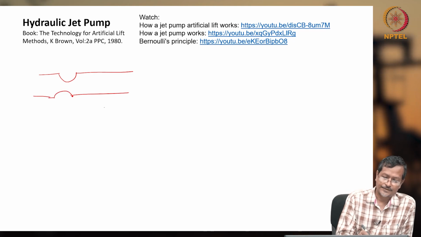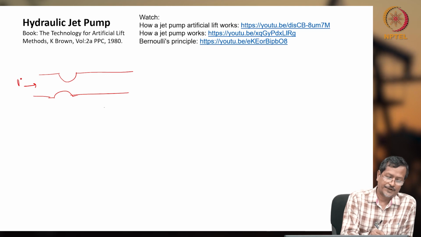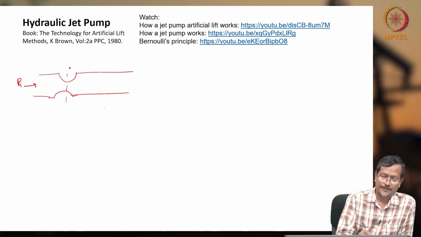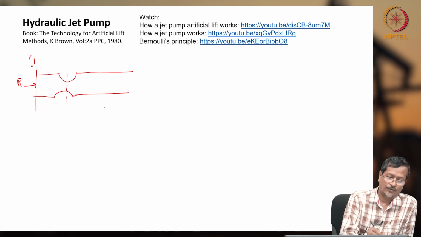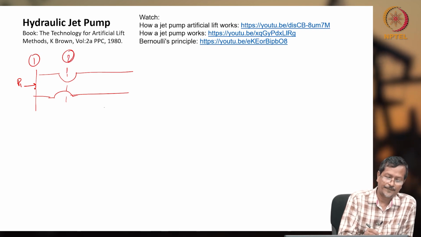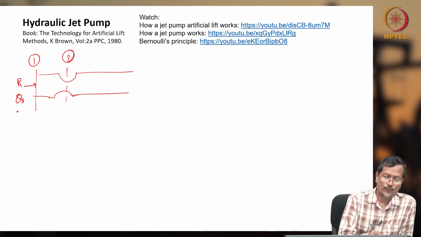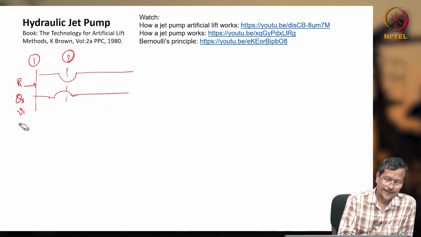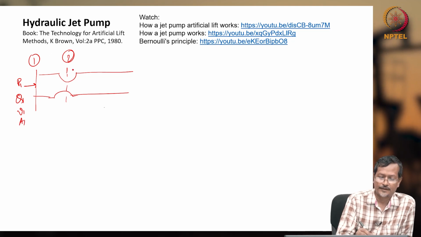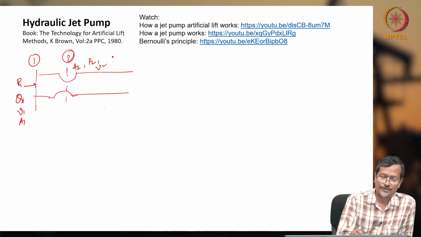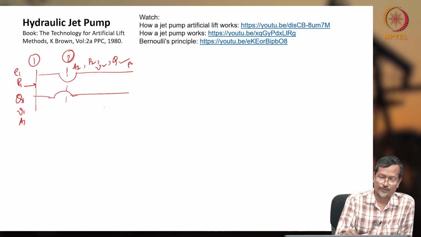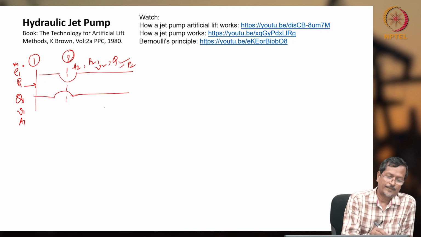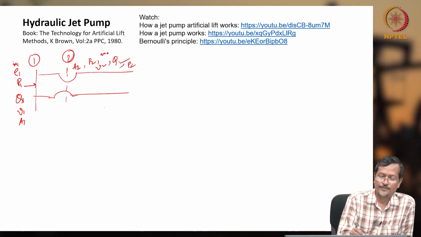Okay, so this is section 1, this is section 2. Here we have pressure P1, flow rate Q1, velocity V1, and area A1. Here I can say area A2, pressure P2, velocity V2, flow rate Q2, maybe rho 1, maybe rho 2, and mass flow rates m1 dot and m2 dot.